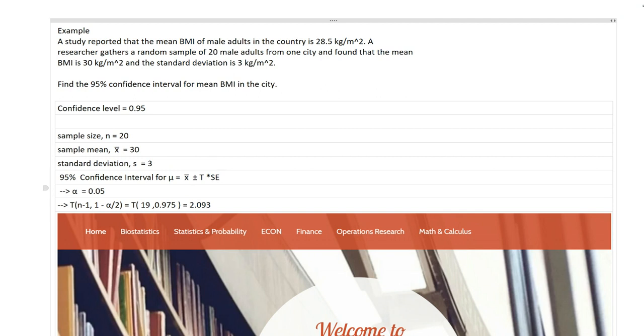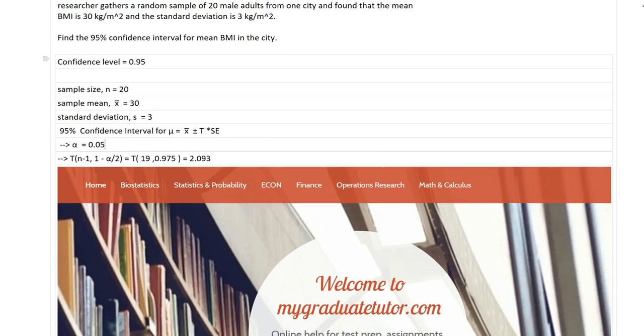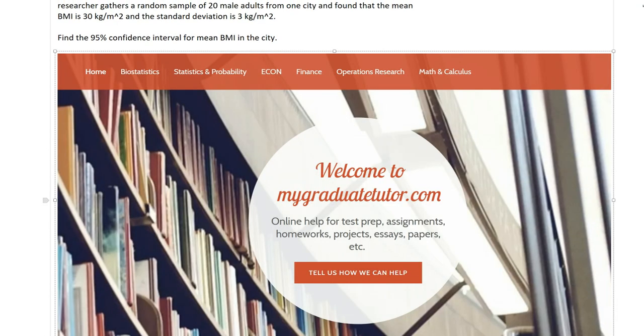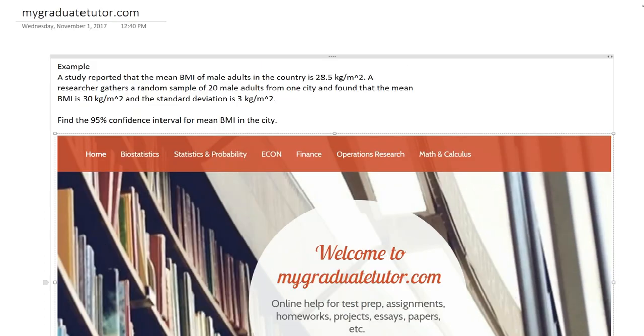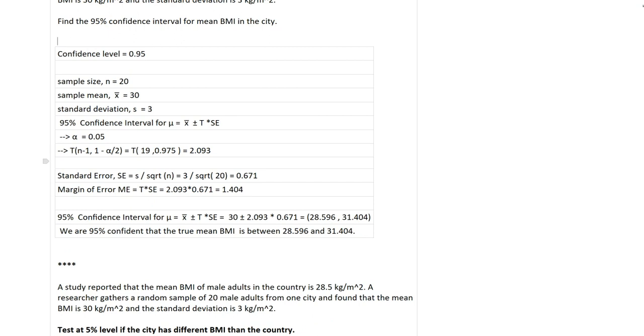That t here comes from a t distribution with n minus 1 degrees of freedom and 1 minus alpha over 2, because this is a two-sided confidence level, right? So here we look at the table, and that's going to be equal to 2.093.